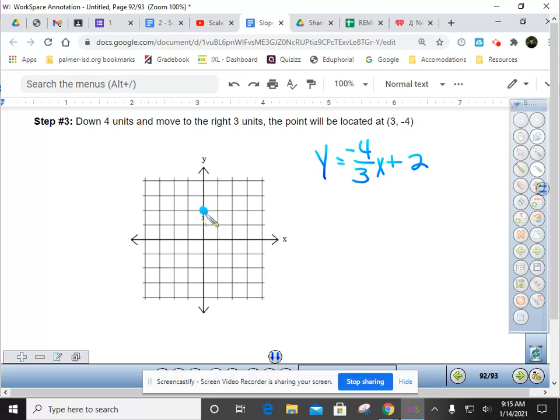Down. How many? 4. 1, 2, 3, 4. And then I'm going to run how many? 3. 1, 2, 3. And put a dot right there like you mean it. Now I'm going to take my straight edge and connect the dots. Please make sure your line goes all the way through the grid.